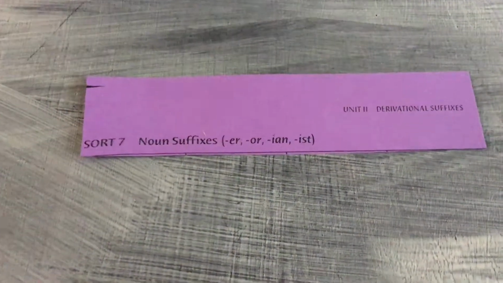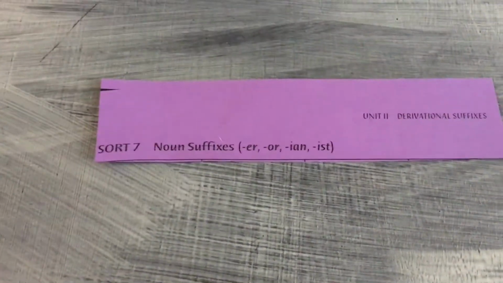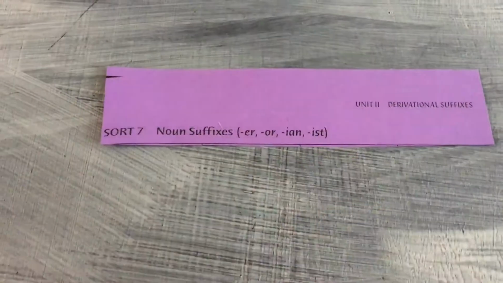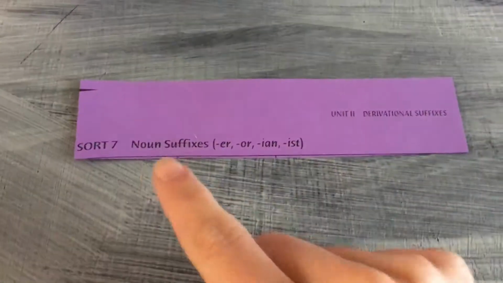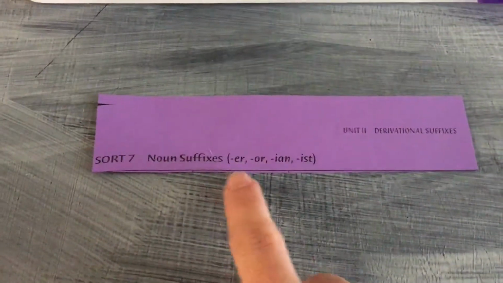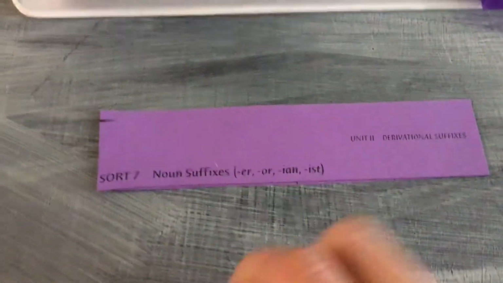This is sort 7 in the blue book. So we're looking at noun suffixes, the ER, OR, IAN, and IST. So that means the ending, a suffix that goes at the end of the word on nouns. And specifically, these are the ones we're looking at. So let's take a look at what the meanings of this is.